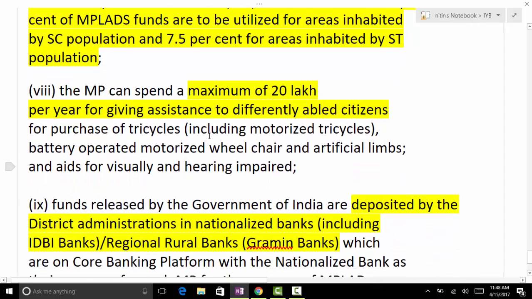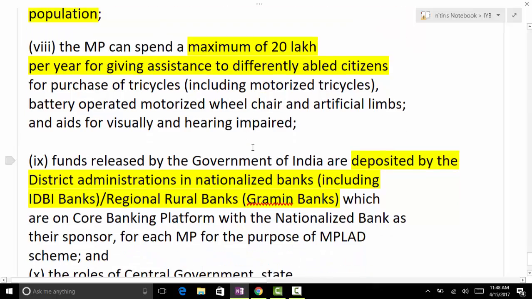Now this is another point regarding social inclusion. 20 lakh per year for giving assistance to differently abled citizens. Social inclusion means giving importance to various vulnerable sections of society which are excluded from society. So lower castes, SC, ST are taken into consideration, and the differently abled citizens as well.